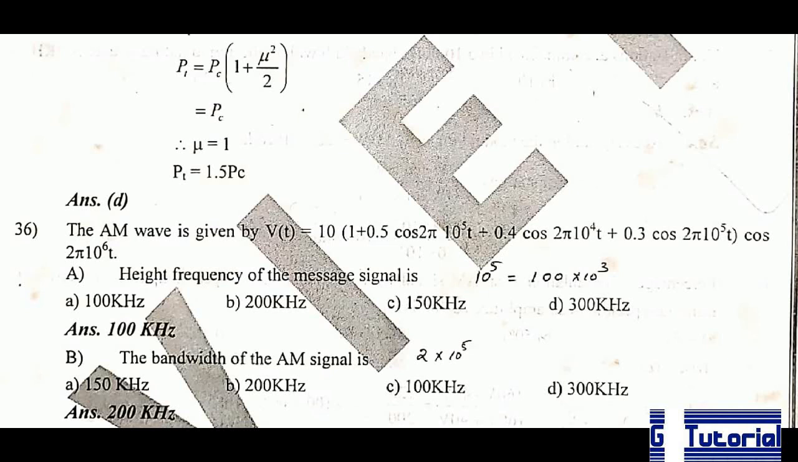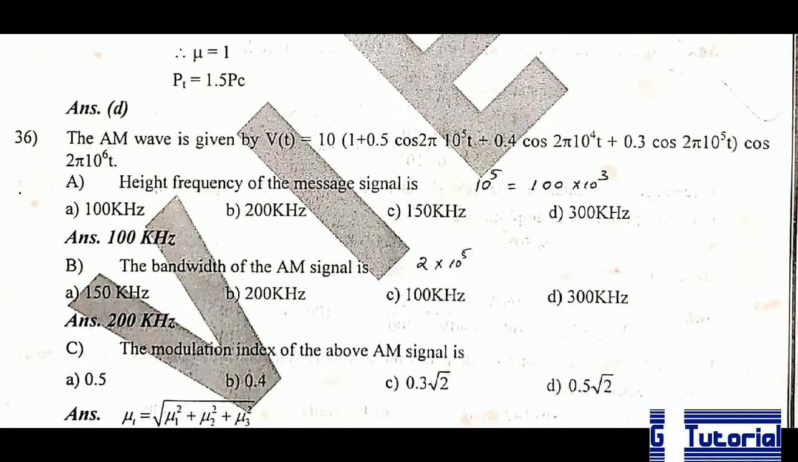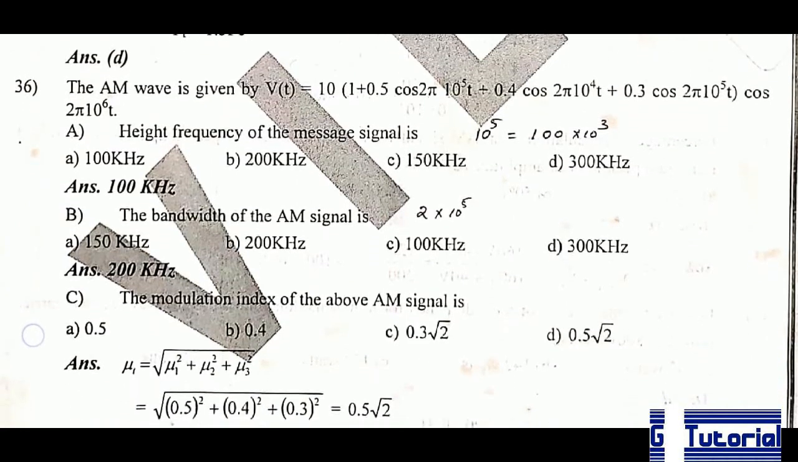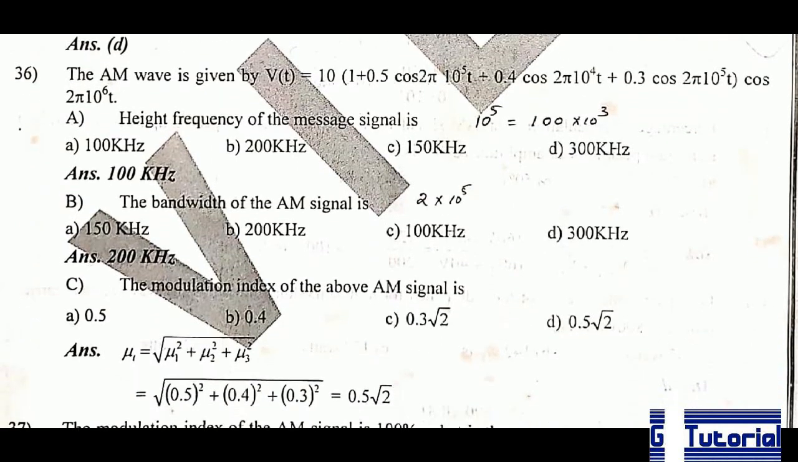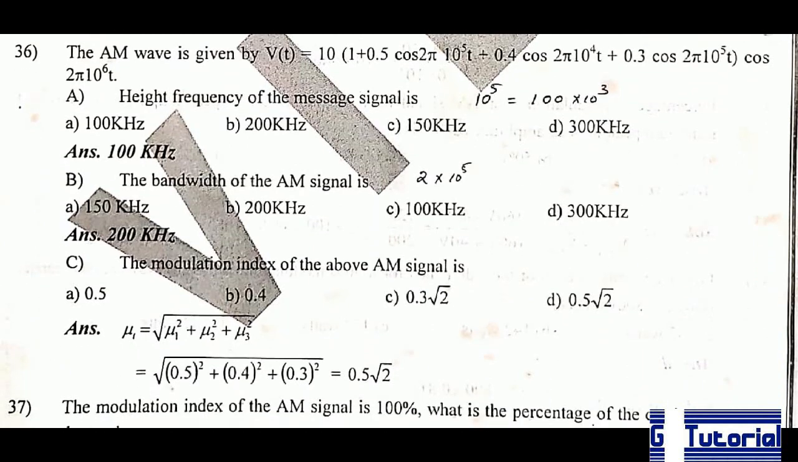Next is bandwidth of AM signal. Bandwidth is always twice the highest frequency. Highest frequency is 100 kilohertz, so twice of that is 200 kilohertz. So the answer is 200 kilohertz. Next is modulation index. From the equation, we can see that the value of mu1 is 0.5, mu2 is 0.4 and mu3 is 0.3. So modulation index mu t is root of mu1 squared plus mu2 squared plus mu3 squared, that is 0.5 squared plus 0.4 squared plus 0.3 squared. This we have done before, and finally the value is equal to 0.5 into root 2.